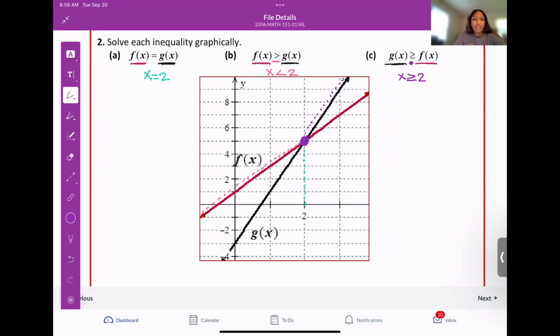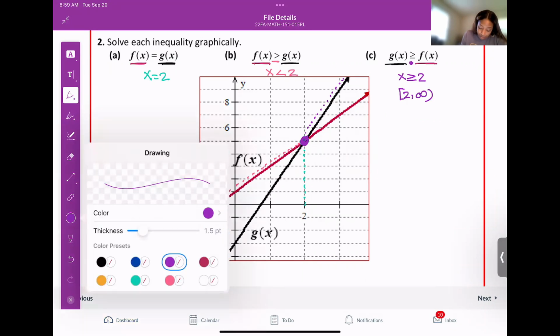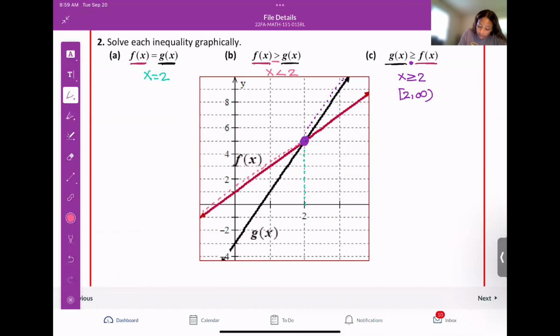And just to be thorough, let's write these in interval notation as well. x is greater than or equal to 2 would be bracket 2 to infinity parentheses. x is less than 2 would be parentheses, negative infinity to 2. And x is equal to 2 doesn't have an interval notation. It's just one number.